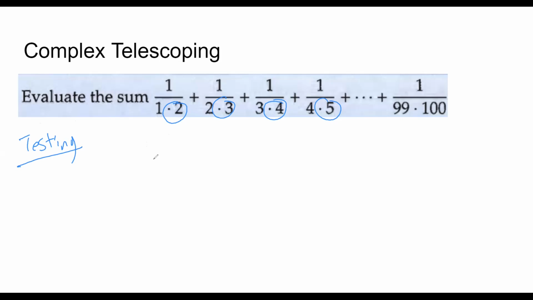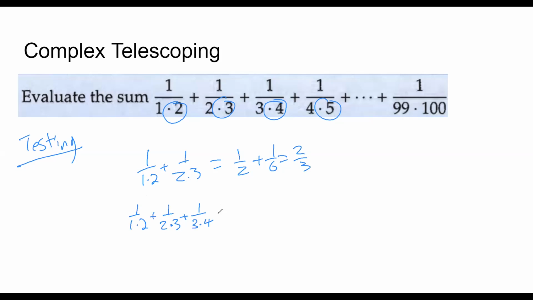If we have 1 over 1 times 2 plus 1 over 2 times 3, well, that's just 1/2 plus 1/6, that's going to give us 2/3. Okay, so then let's try the next one. 2/3 plus 1 over the next term, 3 times 4. Well, this is just going to be 2/3 plus 1/12. And then if you add that up, you're going to get 9/12, which is 3/4.